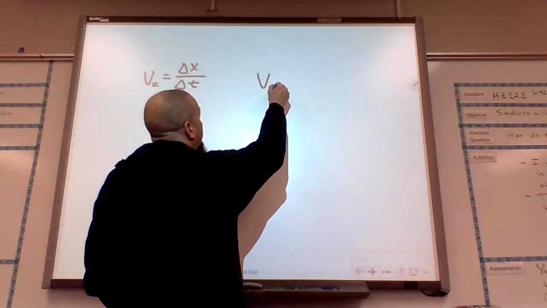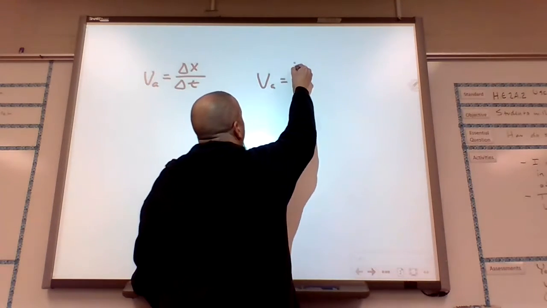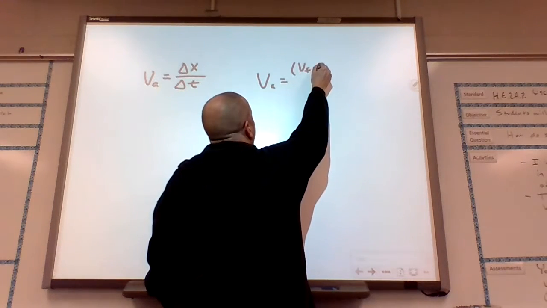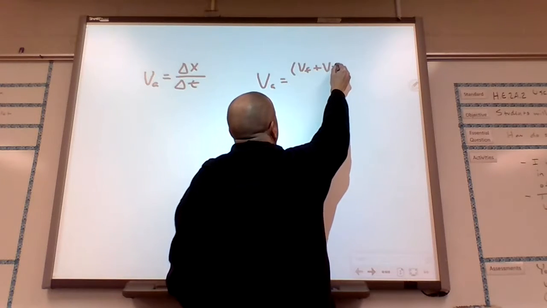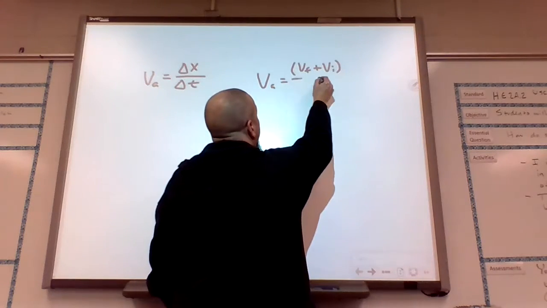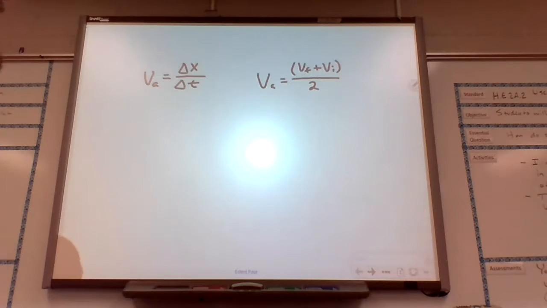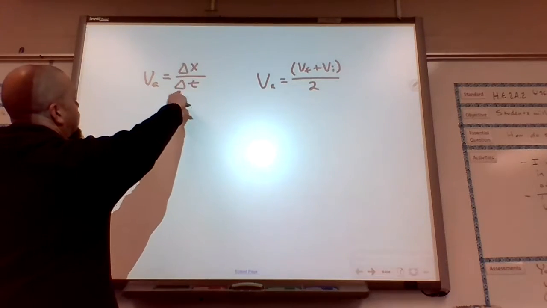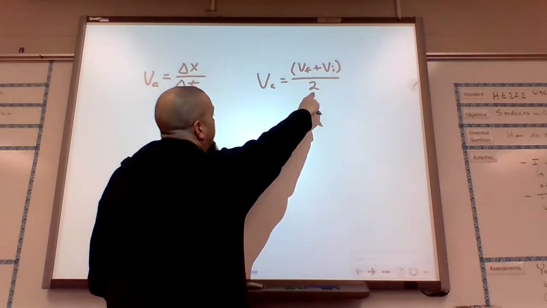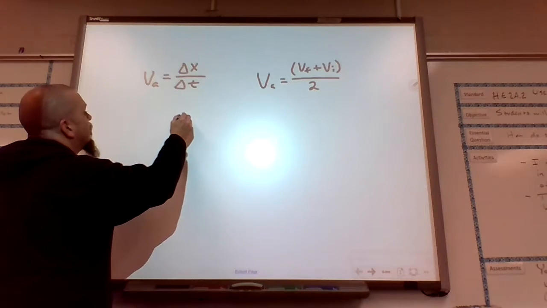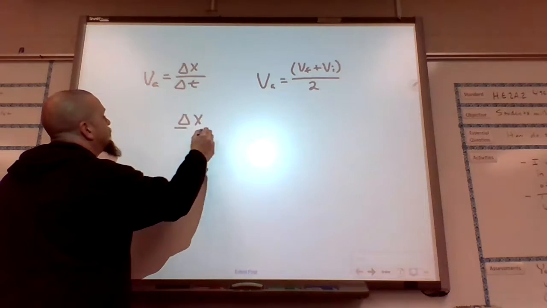Same thing can be done with the velocity. If you know the final velocity and the initial velocity of your object, you can add those two things together and divide by 2 to get the average. What we did is we took these two expressions, the displacement over time and the VF plus VI over 2, and we made them equal to each other.